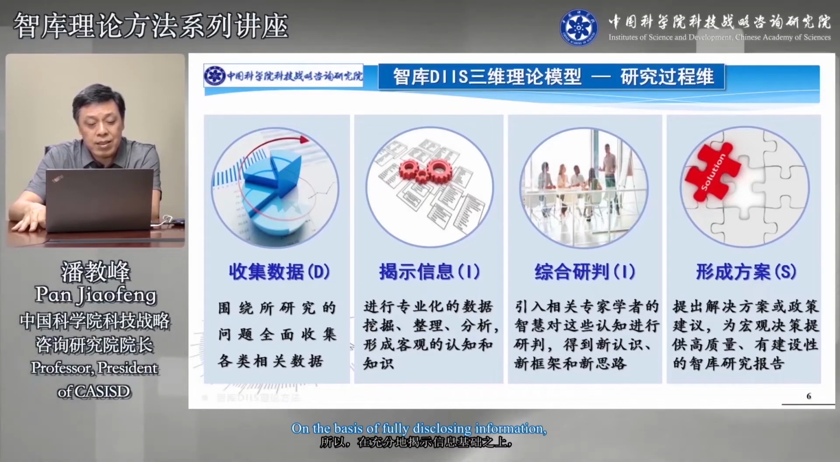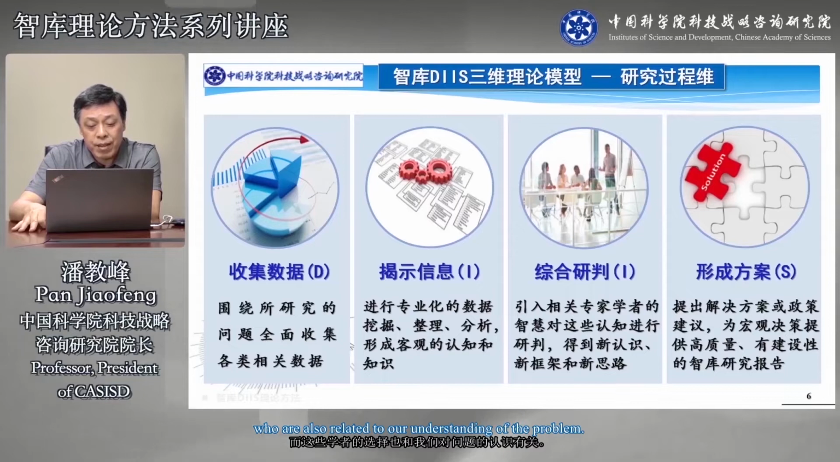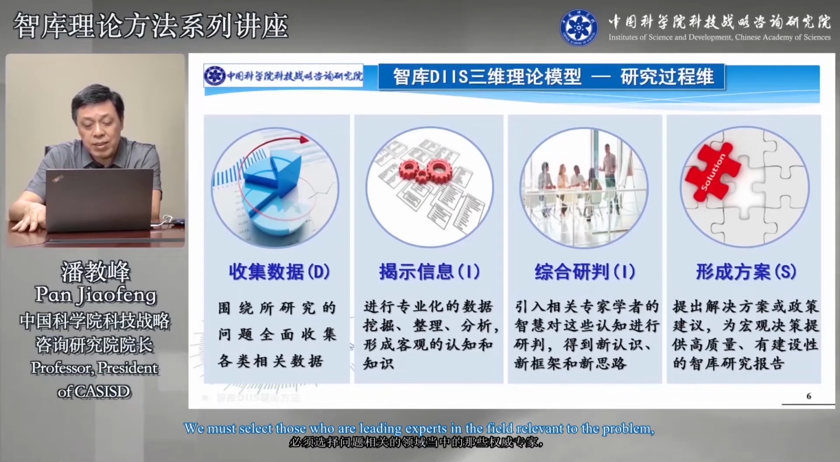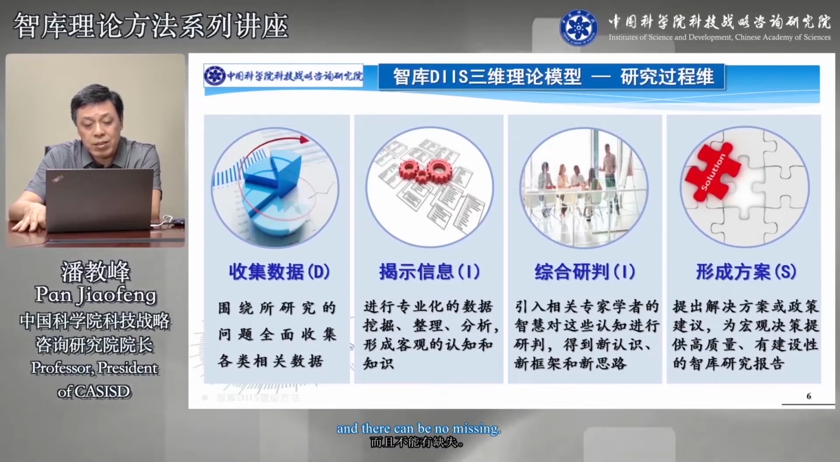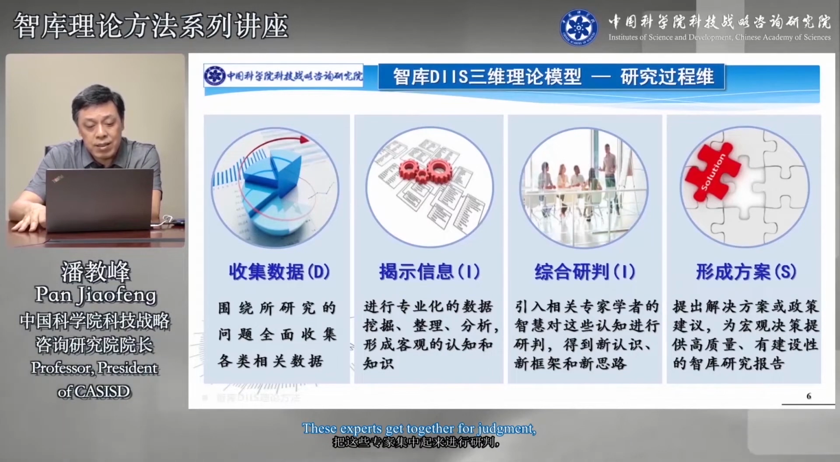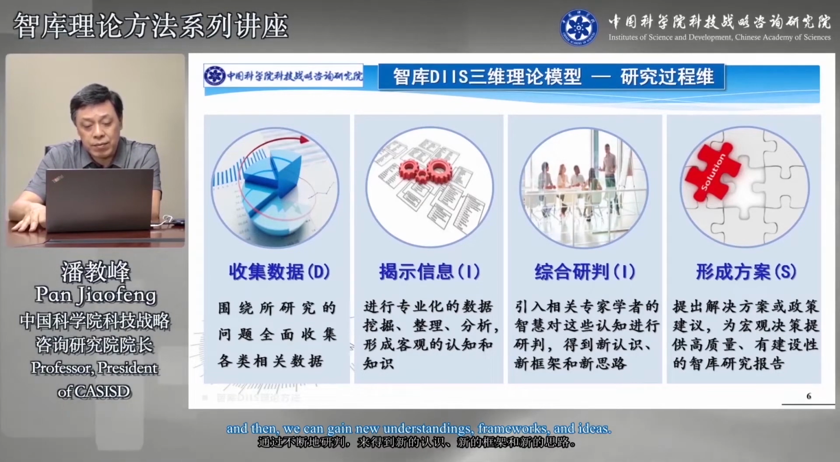On the basis of fully disclosing information, we need to organize scholars in related fields who are also related to our understanding of the problem. We must select those who are leading experts in the field relevant to the problem, and there can be no missing. These experts get together for judgment, and then we can gain new understandings, frameworks, and ideas.